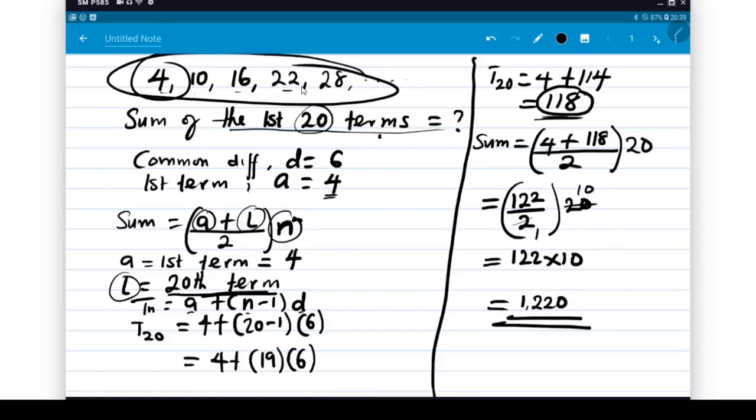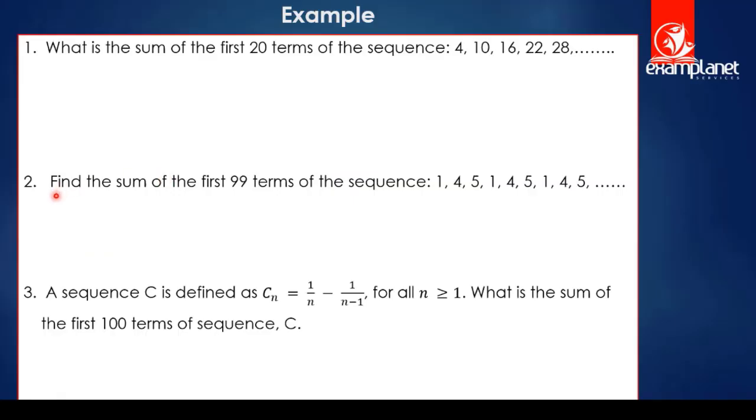Right? So that is how we can find the sum of a set of terms of a sequence with a common difference. Okay, so the second example says, find the sum of the first 99 terms of the sequence 145, 145, 145, 145, and so on. So the first 99 terms of the sequence. You may pause the video, look at the question and see if you can answer it. Alright, so let's see what the sum of the first 99 terms of this sequence will be.